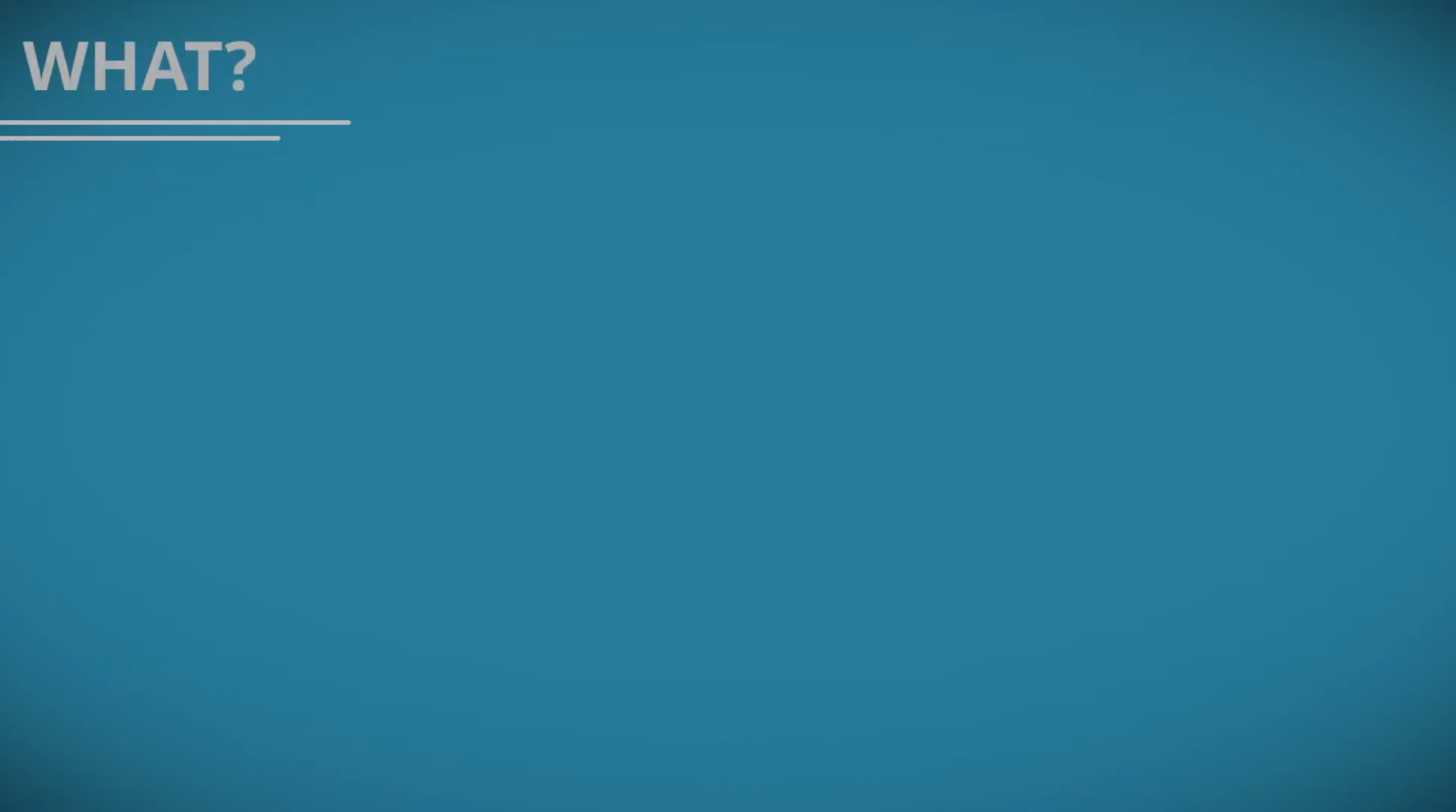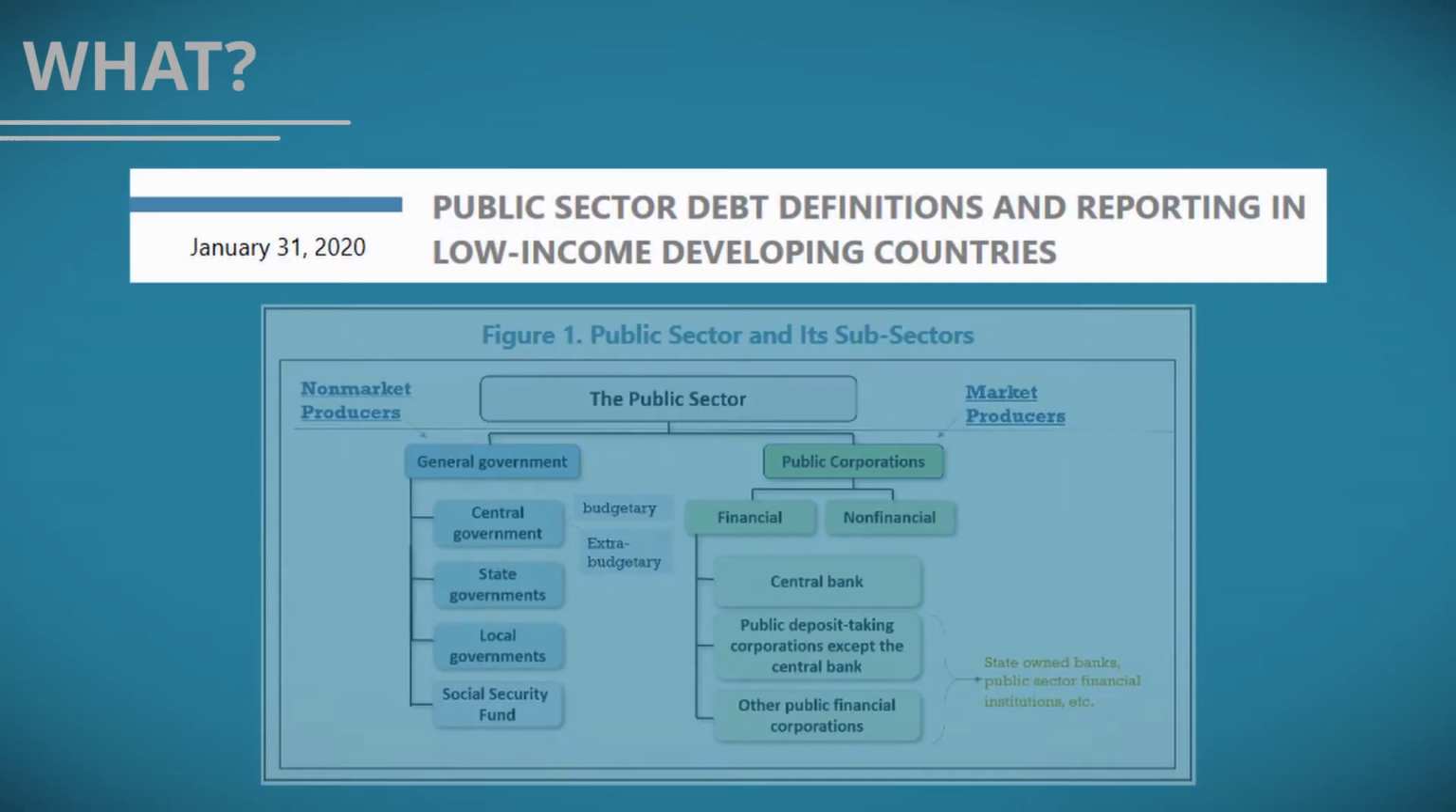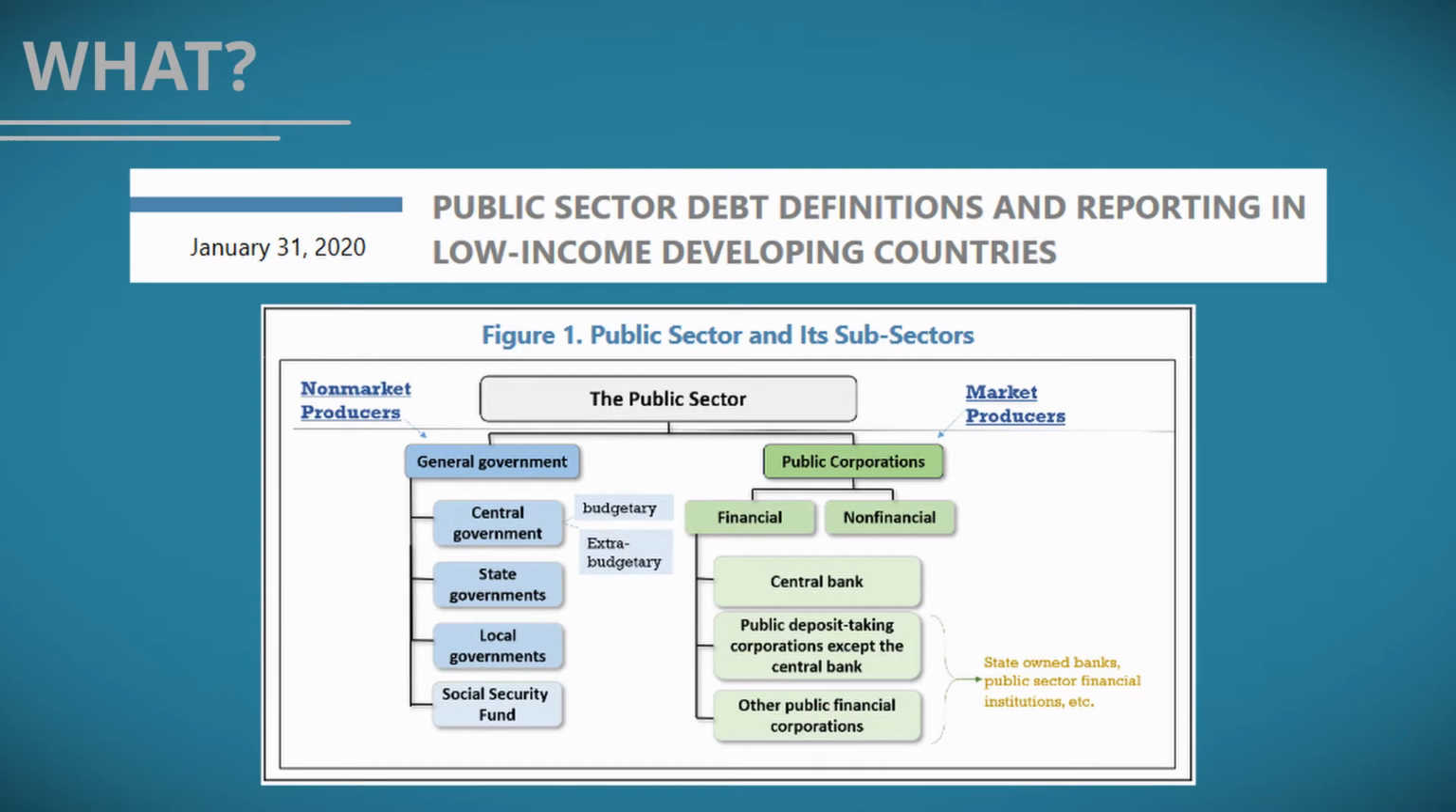But before we proceed, let us have a brief preview on what is the General Government Debt-to-GDP Ratio. First, what is the General Government? The Organization for Economic Cooperation and Development, or OECD, describes the general government as an entity that consists of central, state, and local governments and the social security funds controlled by those units. The International Monetary Fund and the World Bank also published this diagram in a report dated January 2020.